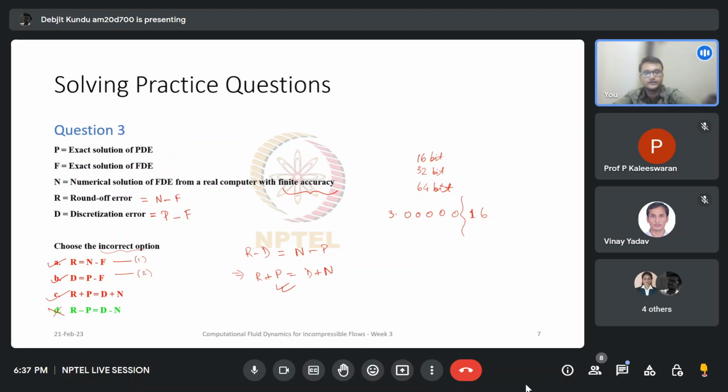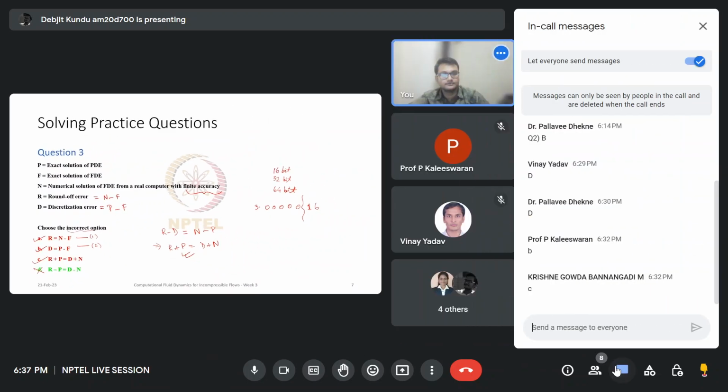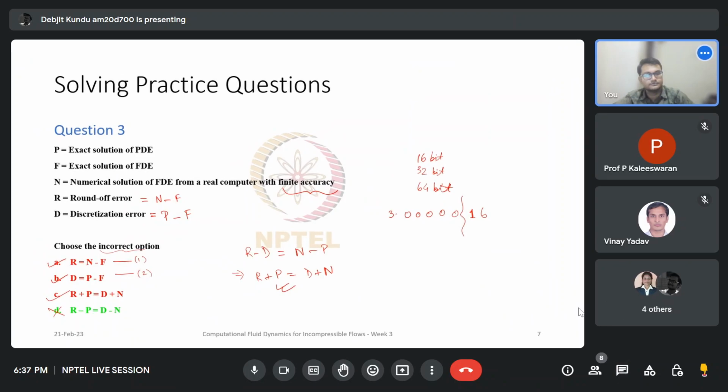So any questions, anyone? Anything you would like to add? Yeah. If we go for higher order, then will accuracy increase or decrease?